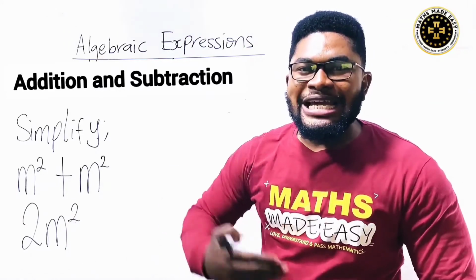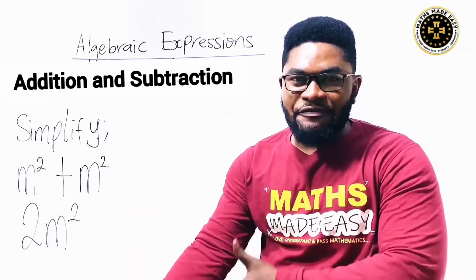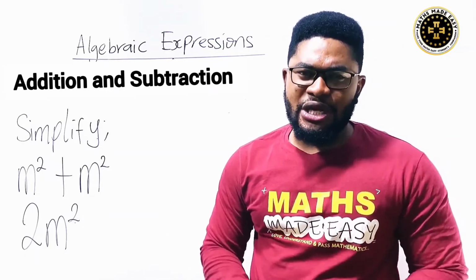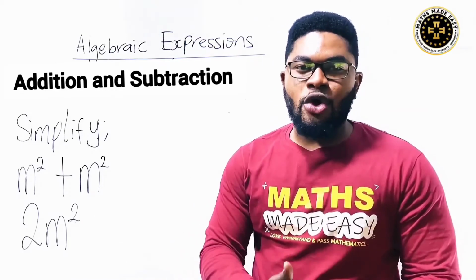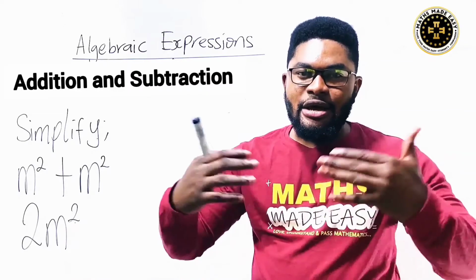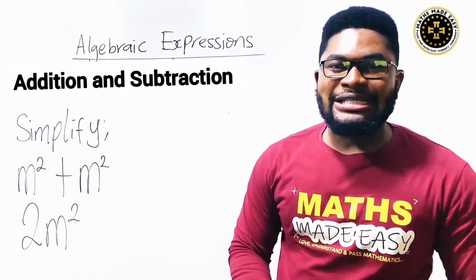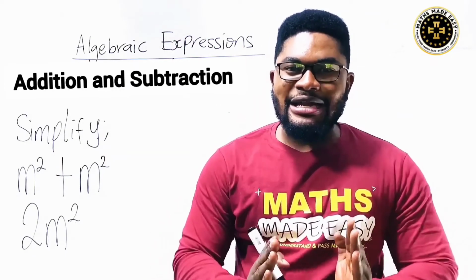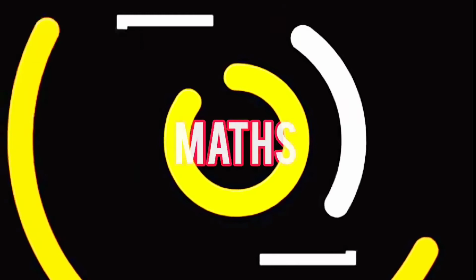Remember, this is leading us to our next topic called multiplication and division of algebraic expression. In that lesson, you will learn that the powers will change because the rule of indices will affect it. Same base, multiplying, you must add the powers. So don't forget, in addition and subtraction, under like terms, don't change the powers.